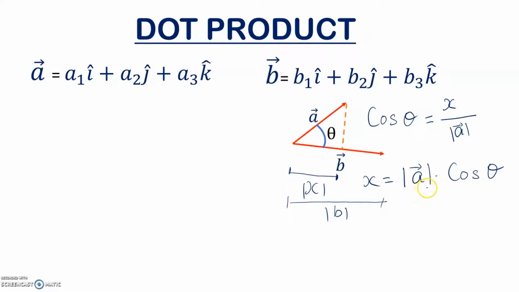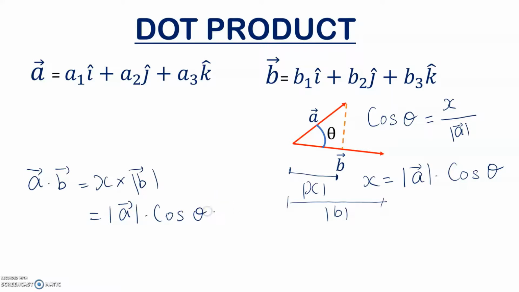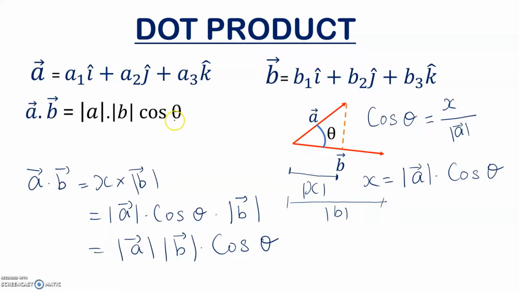Multiplying this X with the magnitude of B will give us our dot product, and our X is magnitude of A into cos theta into the magnitude of B. So it can be written as magnitude of A times magnitude of B times cos theta, where theta is the angle between A and B. So that's our formula for finding the dot product.